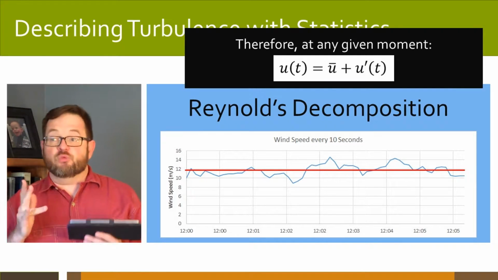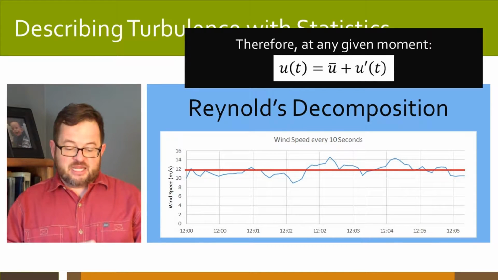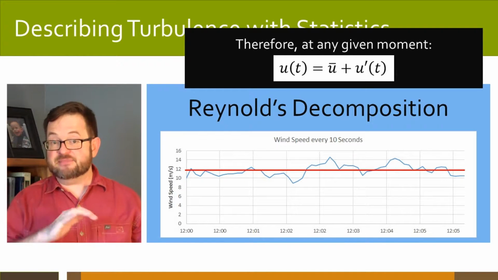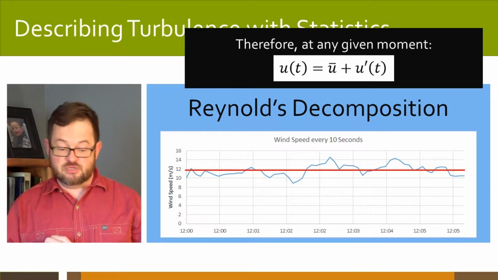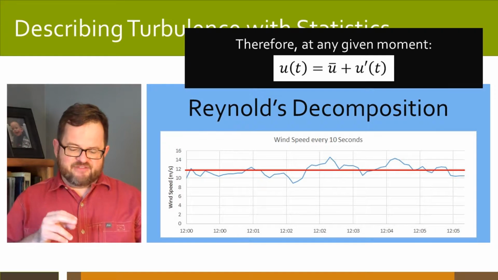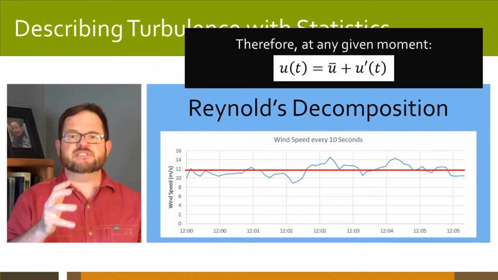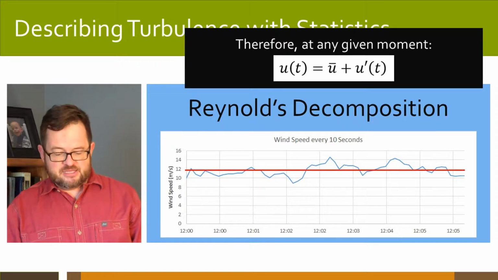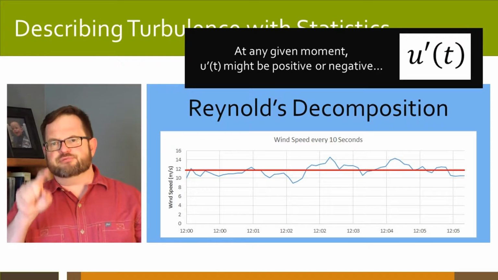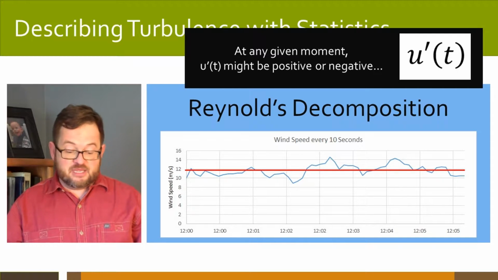And that leads us to what Reynolds was talking about when he talked about Reynolds decomposition, where at any given moment we could say that the value of u at that time t, the left-hand side of that equation, is equal to u bar plus a value called u prime of t, which is how the instantaneous value u of t is different from the average. So let's actually zoom in on this idea of u prime of t, where that u prime of t could be a positive number or it could be a negative number.